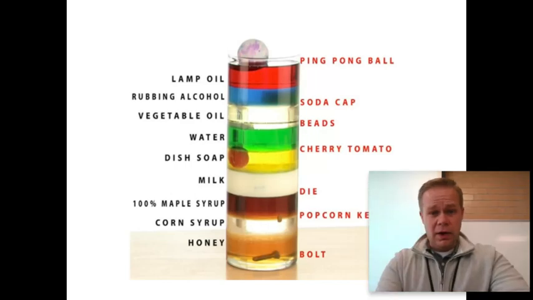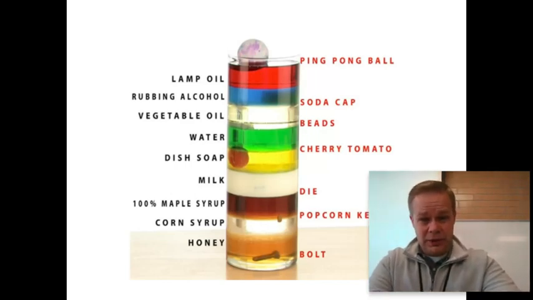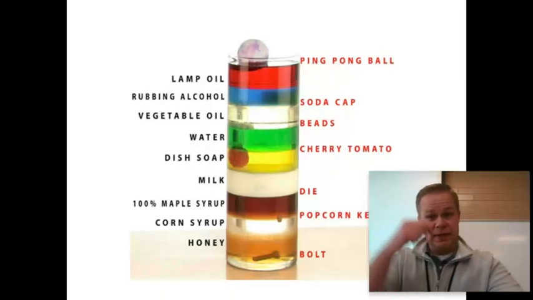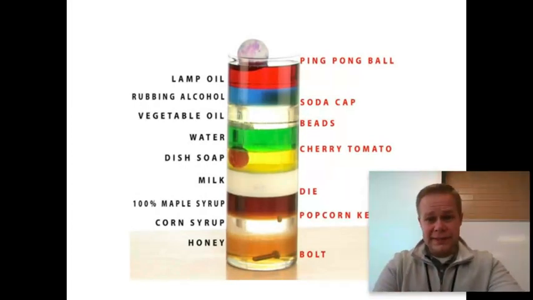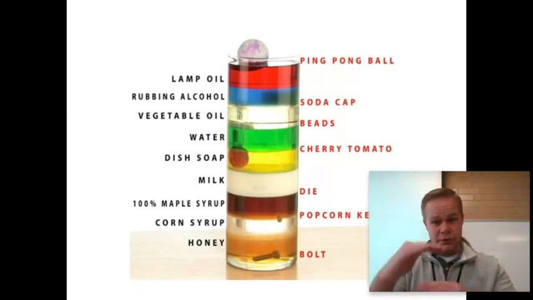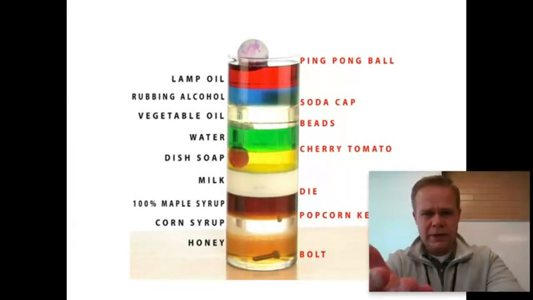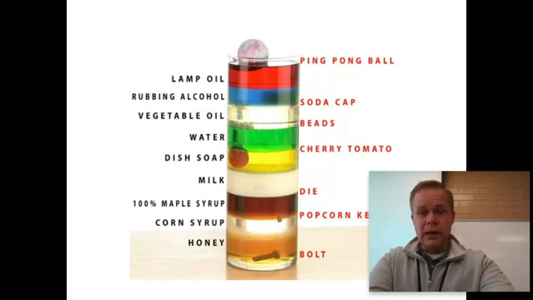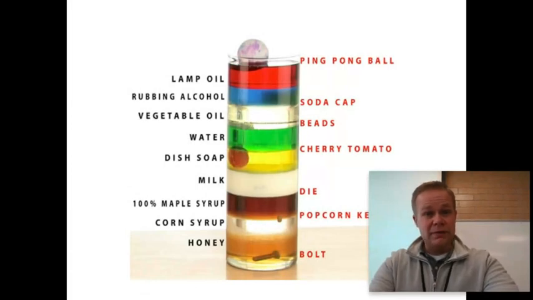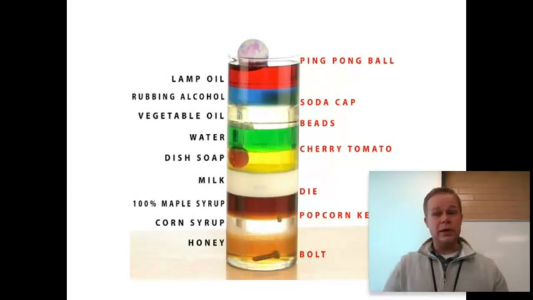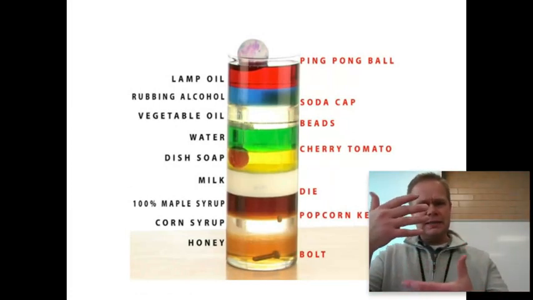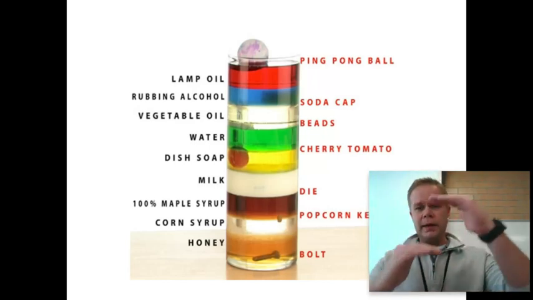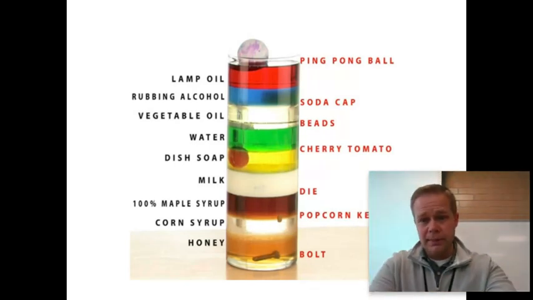Now, in this column here, we see that the heaviest object, which is the bolt, has sunk down to the bottom. That's because gravity pulls it down, right? The honey is the most dense liquid, so it's at the bottom because gravity's pulling on it. Whereas the lamp oil and the ping pong ball are the lightest of the materials shown in this column. They have the lowest density, and so they have floated up to the top. So if you have liquids like this, they will separate out based on how dense they are, with the heavy stuff getting pulled more by gravity and the light stuff floating on top of that.